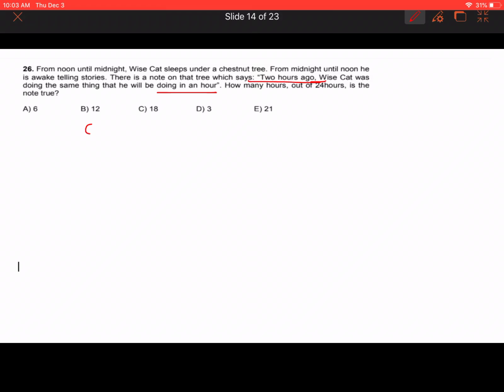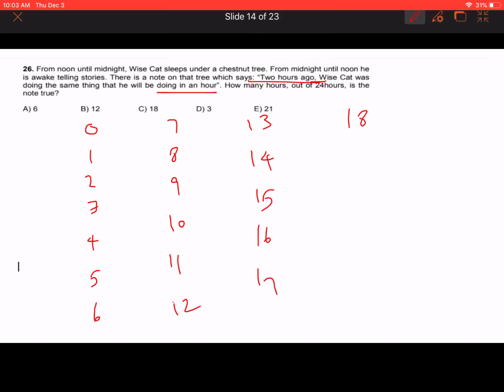So let us start like 0 hours, 1 hour, 2 hours, 3 hours, 4, 5 hours, 6 hours, 7, and so on up to 23, and 0 is again the 24th hour, right? So there are 23 hours.